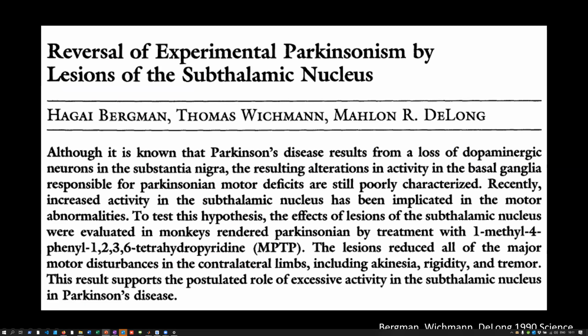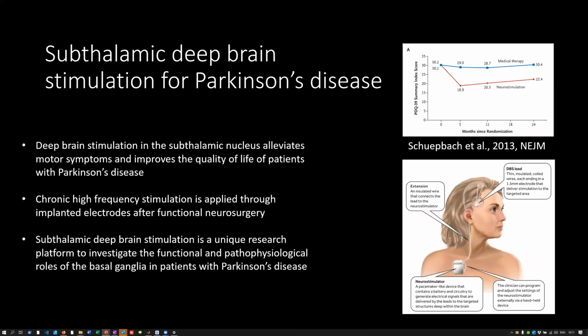So again, monkeys were treated with MPTP. Then it was shown that they got Parkinsonian symptoms, and then lesioning some of the basal ganglia nuclei, particularly the subthalamic nucleus, led to a reversal of these symptoms. And this paved the way for a new treatment avenue, which is first the stereotactic lesion, subthalamotomy, in humans. And later this led to the development of subthalamic deep brain stimulation for Parkinson's disease.